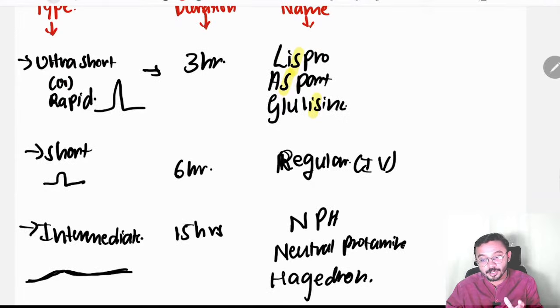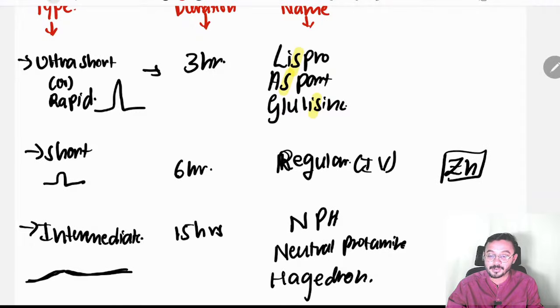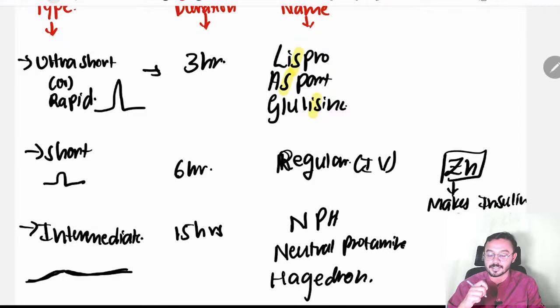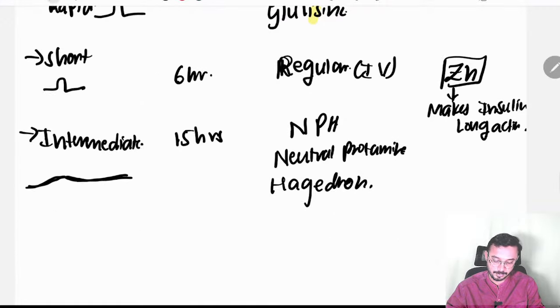Remember, for regular insulin, zinc is added. Why? It increases the duration. So this is the reason why zinc is added. You can see that zinc is added to the insulin. Why? It makes insulin long acting. This is the reason why zinc is added to the insulin.